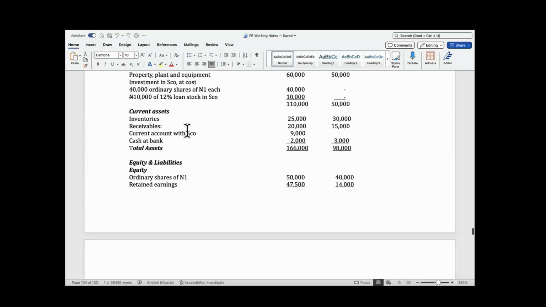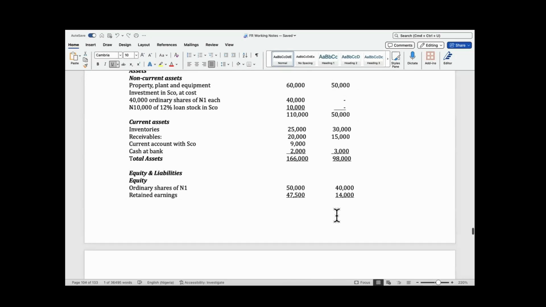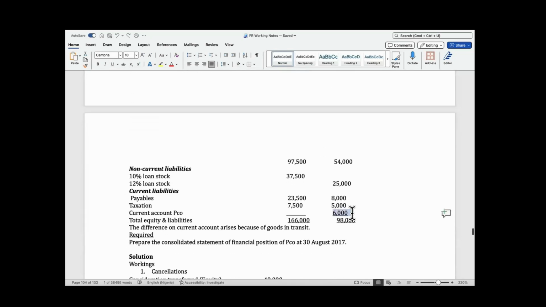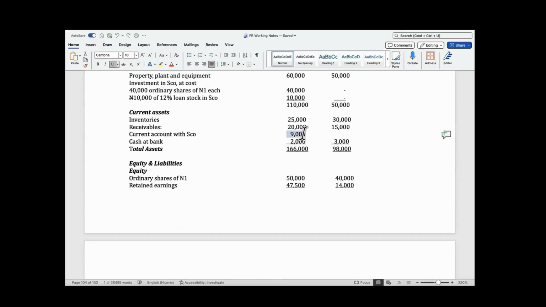And also, I can see ESCO here. You can see current accounts with ESCO, 9,000, and the same item, current account with Pico, 6,000. So they are not the same amount. There is 9,000 here and 6,000 here. If I cancel out the two, there will still be a balance of 3,000 on the asset side, in the books of the parent.